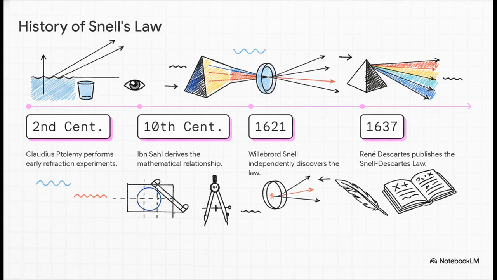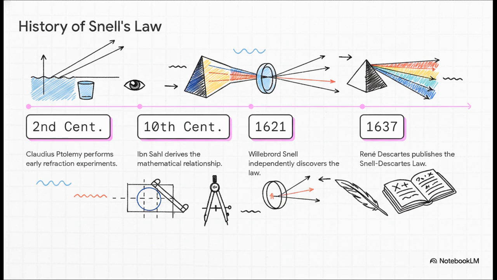What's really fascinating about this history is just how long it took humanity to piece it all together. Back in the 2nd century, the Greek astronomer Claudius Ptolemy was doing early experiments on light passing between air, water, and glass. But jump to the 10th century. The Persian mathematician Ibn Sahal actually derived the exact mathematical relationship governing refraction. His pioneering work really laid the foundation, though it was sadly unknown in Europe for centuries.